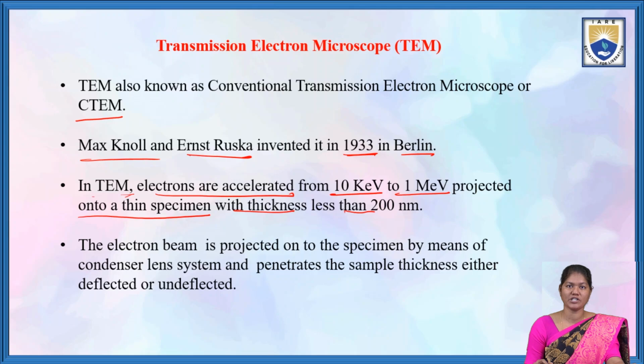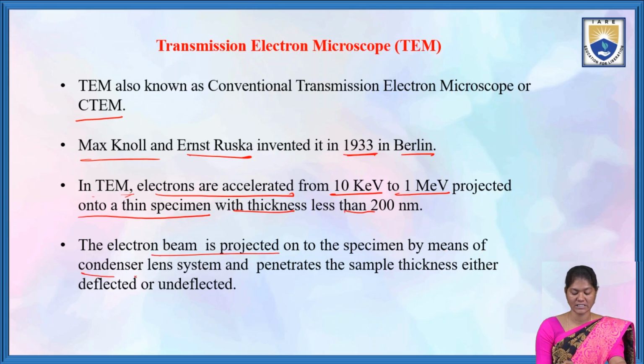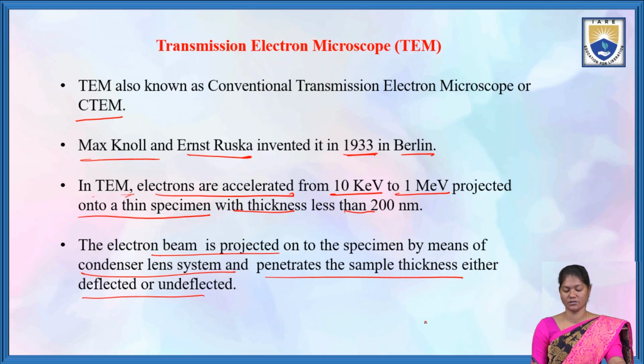So, in this transmission electron microscope, the electrons are accelerated with a potential difference of 10 kilo electron volts to 1 mega electron volts, and these electrons are projected onto a thin specimen, where the specimen thickness is less than 200 nanometers. The electron beam is projected onto the specimen by means of a condenser lens system and penetrates the sample either deflected or non-deflected.